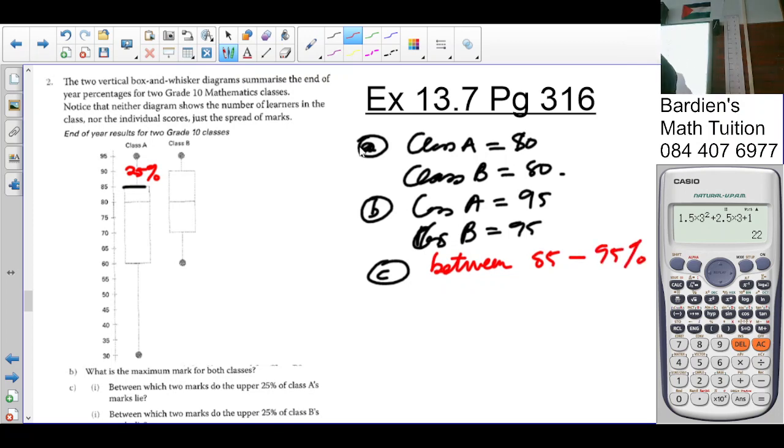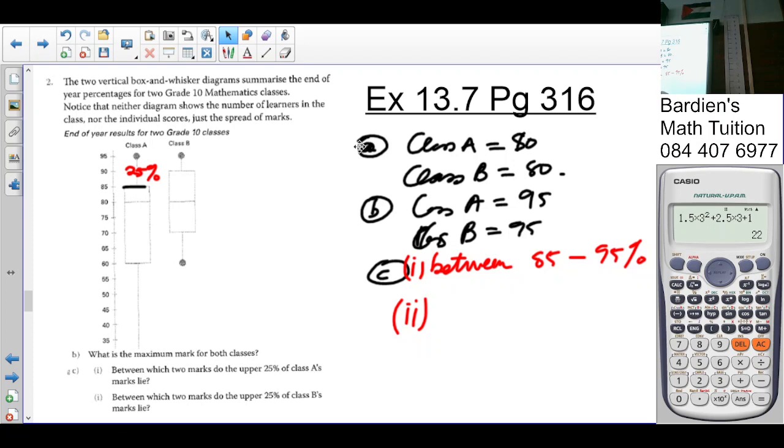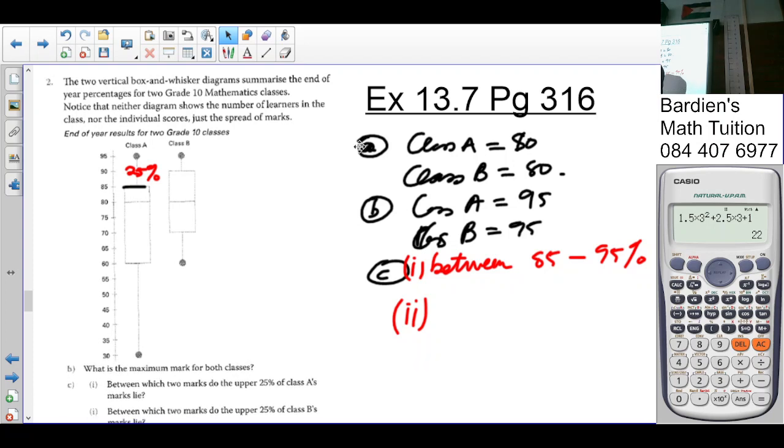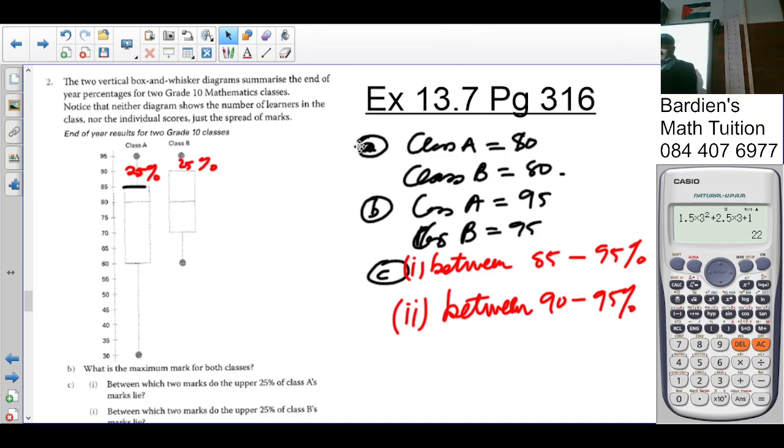So I couldn't understand what that type was. Number 2. Between which two marks does the upper 25% of class B lie? So it's between, that's a 25%, between 90 and 95. Between 90 to 95%. You all agree with that?